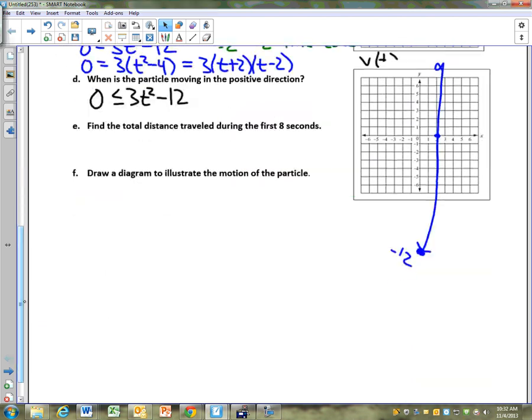So it says, when is the particle moving in the positive direction? Time greater than 2. At time equal to 2, the particle is at rest. Find the total distance it has traveled during the first 8 seconds.